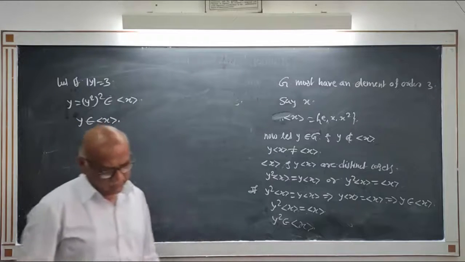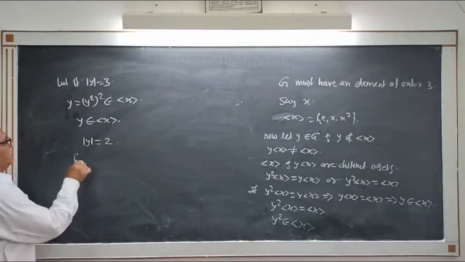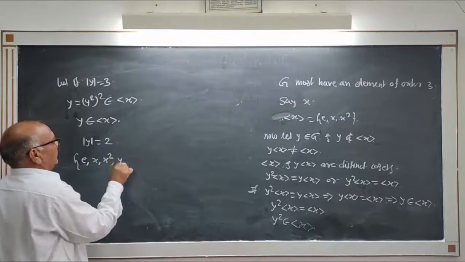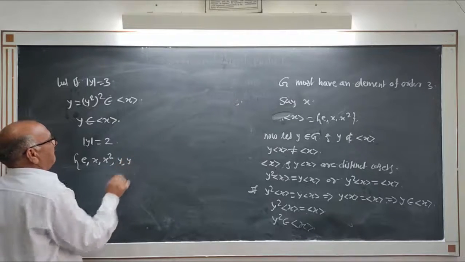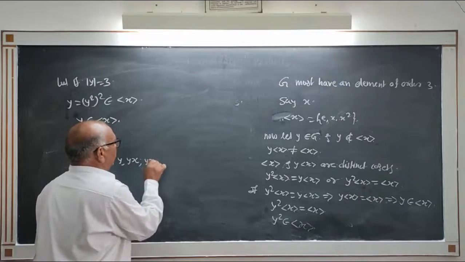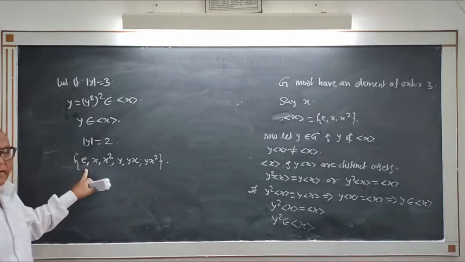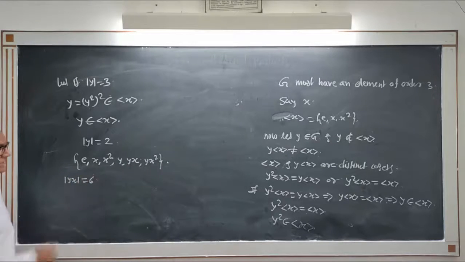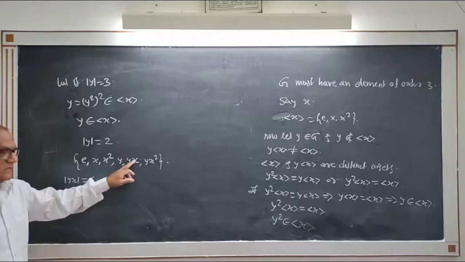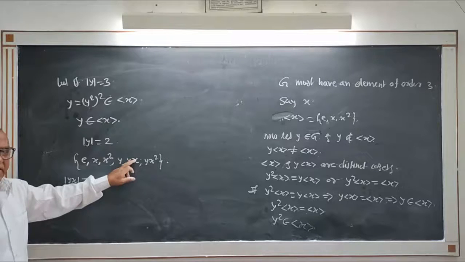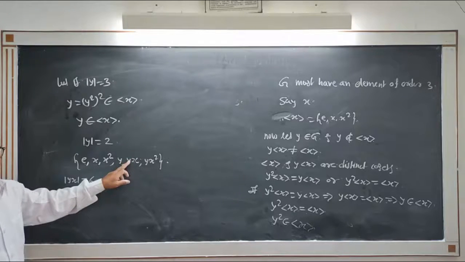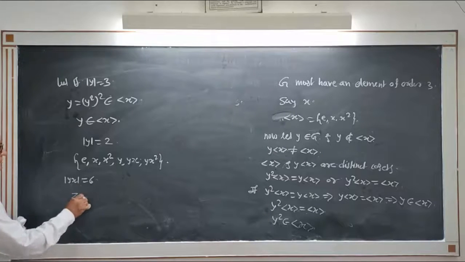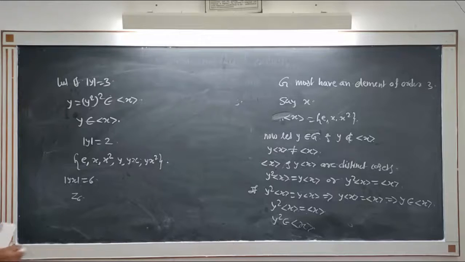That means the order of Y must be equal to 2. Then consider the set E, X, X squared, Y, YX, YX squared. The order of X is 3 and the order of Y is 2, so the order of YX is 6, and so it is cyclic, and so this is isomorphic to Z6.